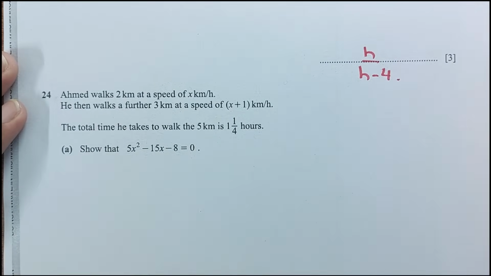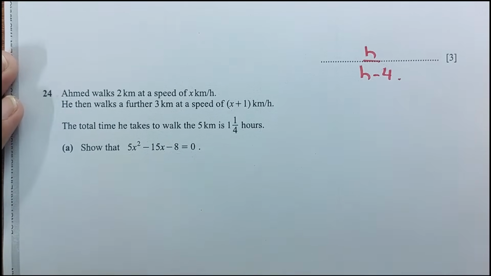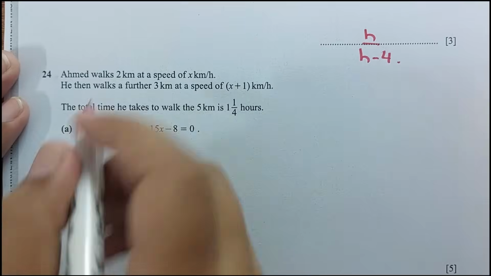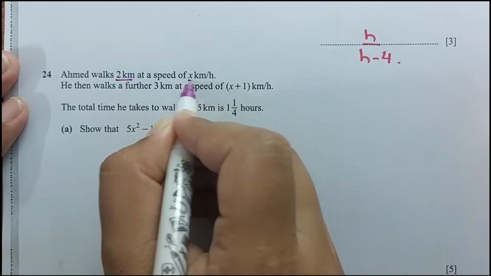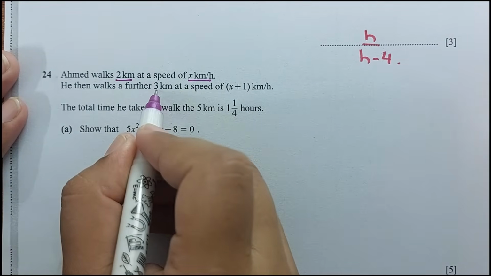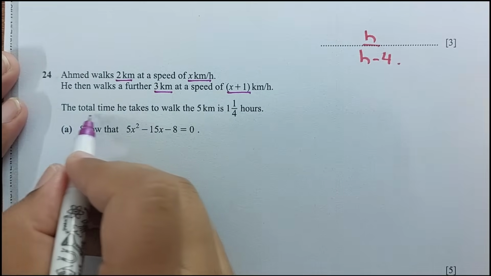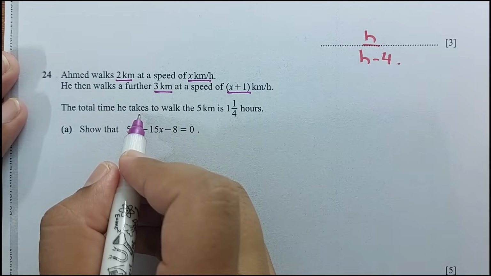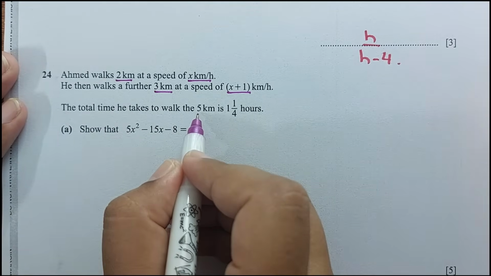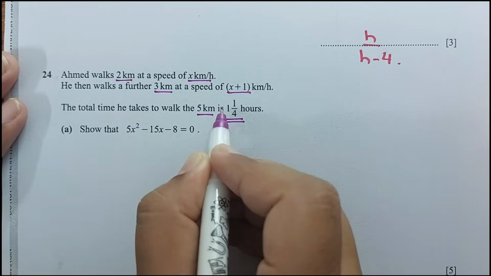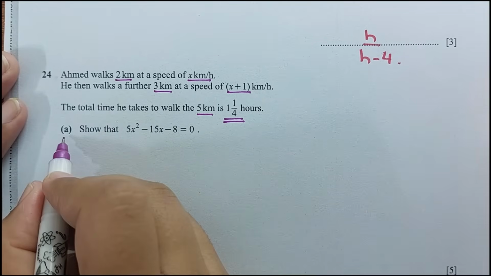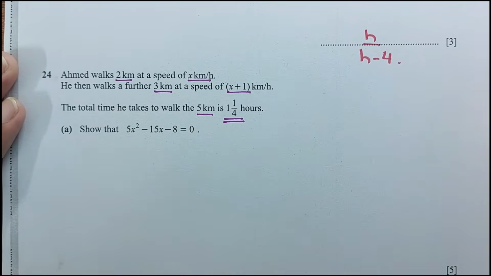Question number 24. Ahmed walks 2 kilometers at a speed of x kilometers per hour. So this is a distance and this is a speed. He then walks a further 3 kilometers at a speed of x plus 1 kilometers per hour. The total time it takes him to walk 5 kilometers is 1 and 1 by 4 hours. Part A, show that this equation holds.